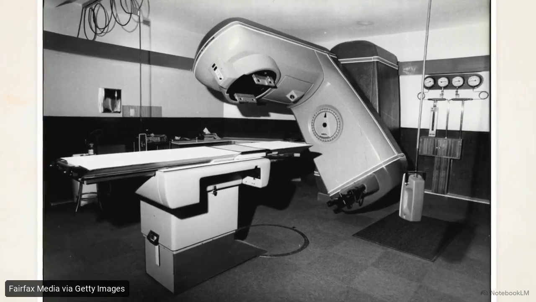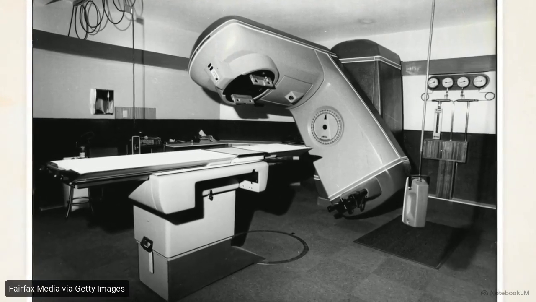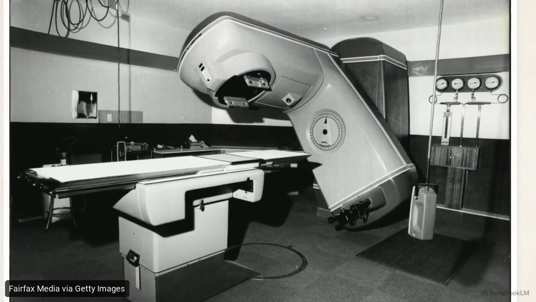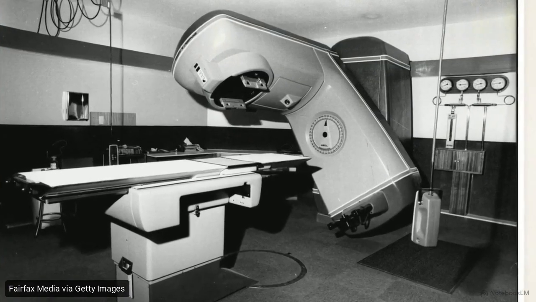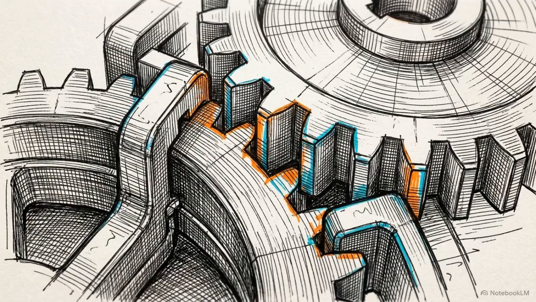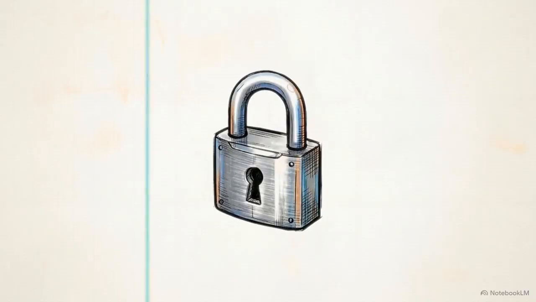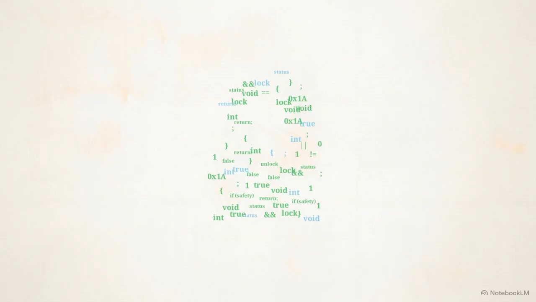In 1985, a state-of-the-art radiation therapy machine called the Therac-25 began delivering massive, fatal overdoses of radiation to patients. The machine itself was a physical behemoth, but its failure didn't come from a mechanical breakdown. It happened because the manufacturer replaced rigid physical safety interlocks with abstract software controls.